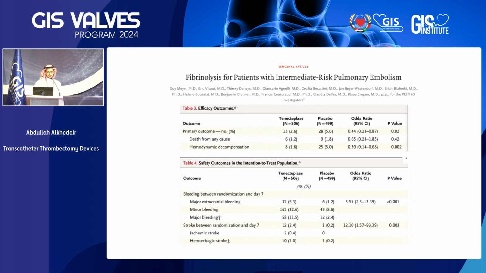What about intermediate risk PEs? Should we thrombolyse those patients? So this is probably the biggest trial that answered that question. And if you see here, the primary outcome was reduced with TNK, however, at the expense of an increased risk of bleeding, especially intracranial bleeds. So that's why it is not routinely recommended to use TPA in intermediate PEs.